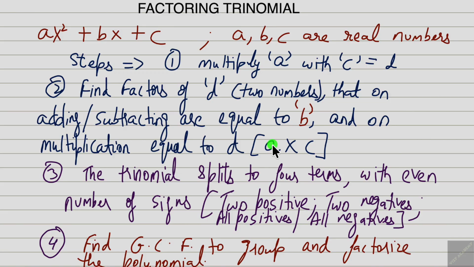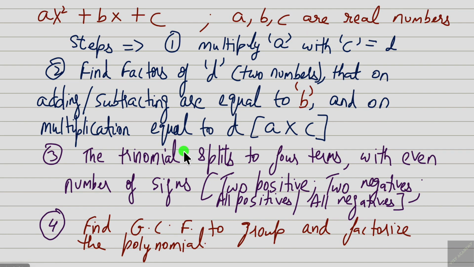The trinomial splits into 4 terms with an even number of signs. So an even number of signs means 2 positive signs or 2 negative signs, or all positive or all negative. The 2 positives and 2 negatives can be in any order. When we do the questions, all these steps will be cleared up. The final step is to find the GCF to group and factorize the polynomial.